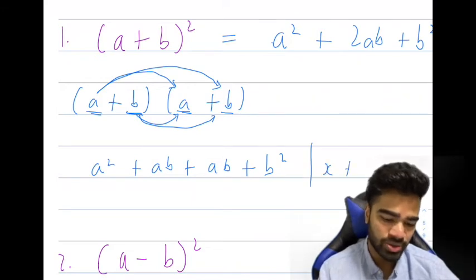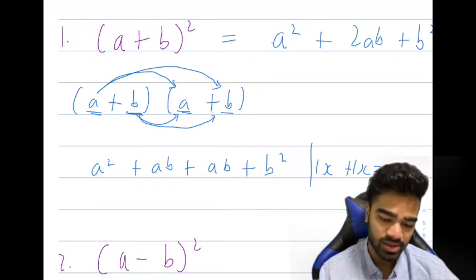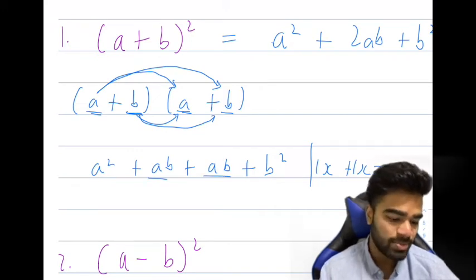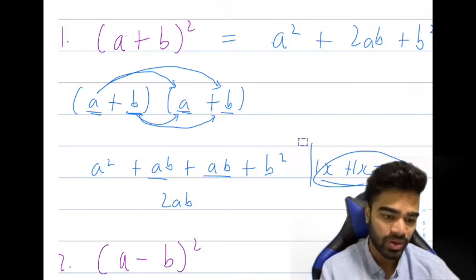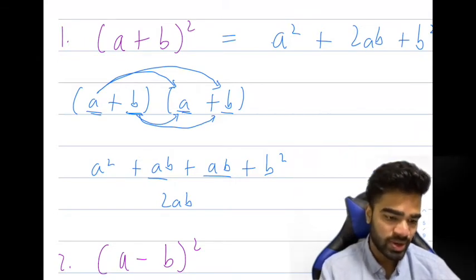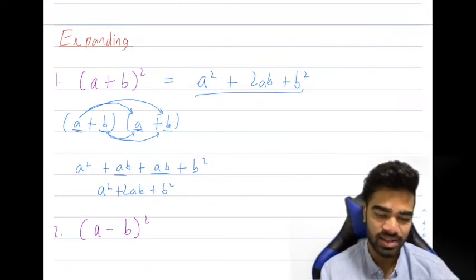Well, how would you do x plus x? What is x plus x? 1x plus 1x is 2x. Likewise, ab plus ab is 2ab, just like this logic here. So what's the expanded form? Well, as you can see, it's the formula a squared plus 2ab plus b squared. Exactly like I said at the very start.